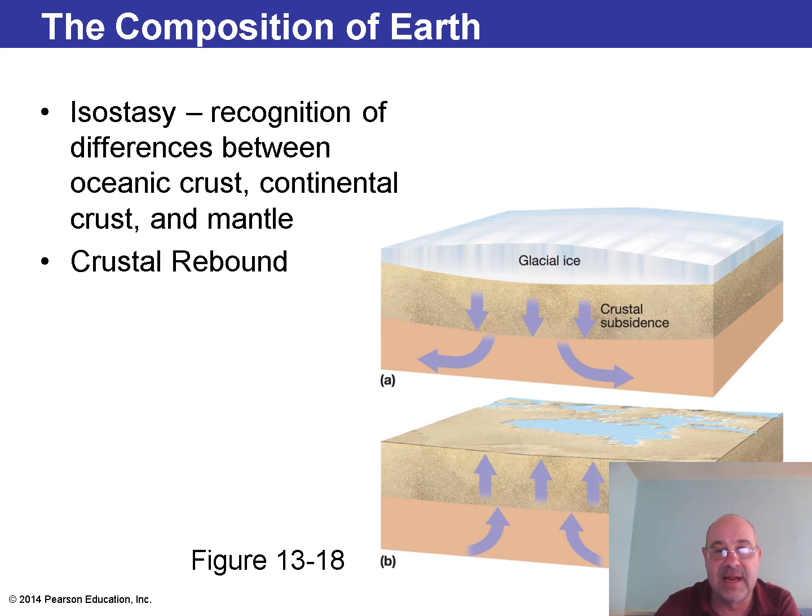So here we go. Here's my isostasy, recognition of the difference between oceanic crust and continental crust. As you can see, I've got my glacier ice. You can see how the corners are pulled up. And once that ice melts off, the corners go back down. So again, two things, crustal rebound there, but both of these add to sea level rise.